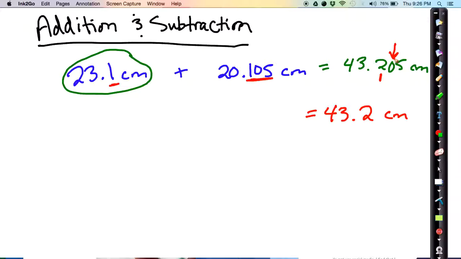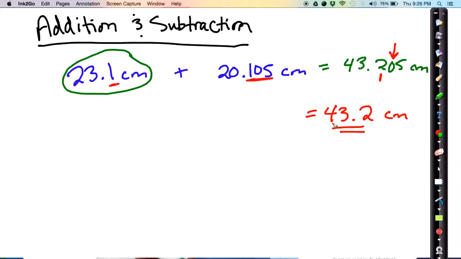If the next digit after the last significant digit is less than 5, you're going to keep that last significant digit the same. If that next digit is greater than or equal to 5, then we're going to increase that last significant digit by 1. So in this case, because it's 0, less than 5, we keep 43.2 centimeters and round to sig figs.